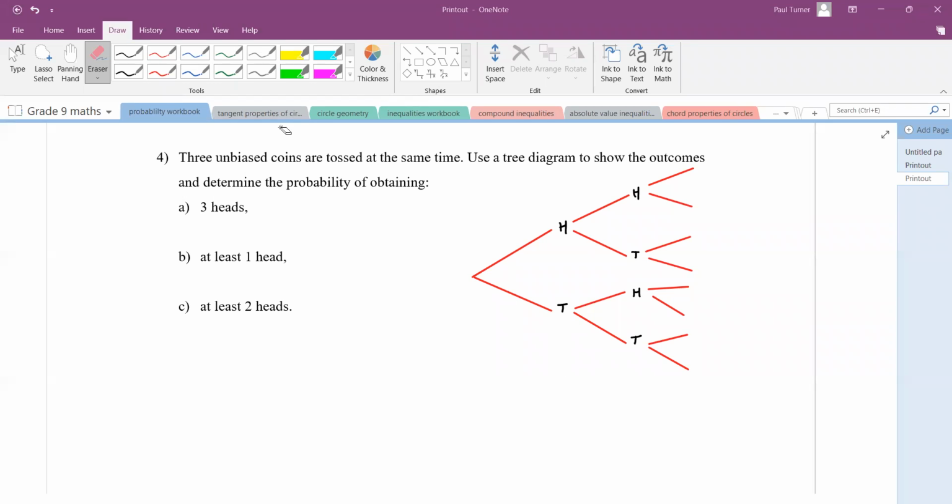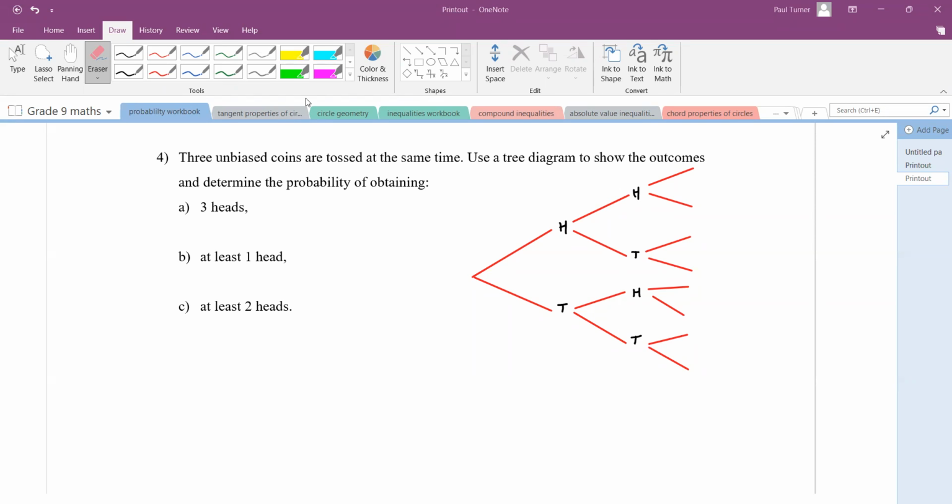Okay, and question 4, we have 3 unbiased coins that we tossed at the same time. Use a tree diagram to show the outcomes and determine the probability of obtaining 3 heads, at least 1 head, or at least 2 heads. So these are the 3 questions we need to answer.